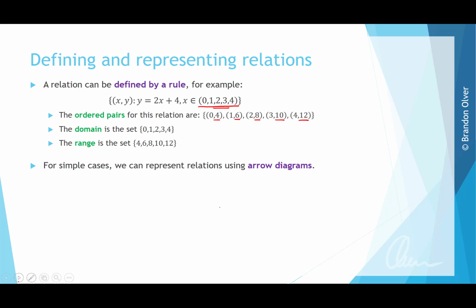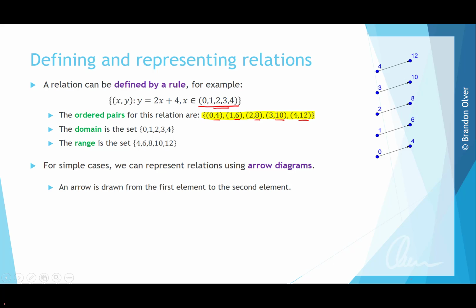For simple cases, we can represent relations using arrow diagrams. So we're going to have a look at an arrow diagram for this. We can see that the first element 0 has an accompanying number of 4 in its ordered pair. 1 has 6, 2 has 8, 3 has 10 and 4 has 12, which are the ordered pairs shown in the highlight now.